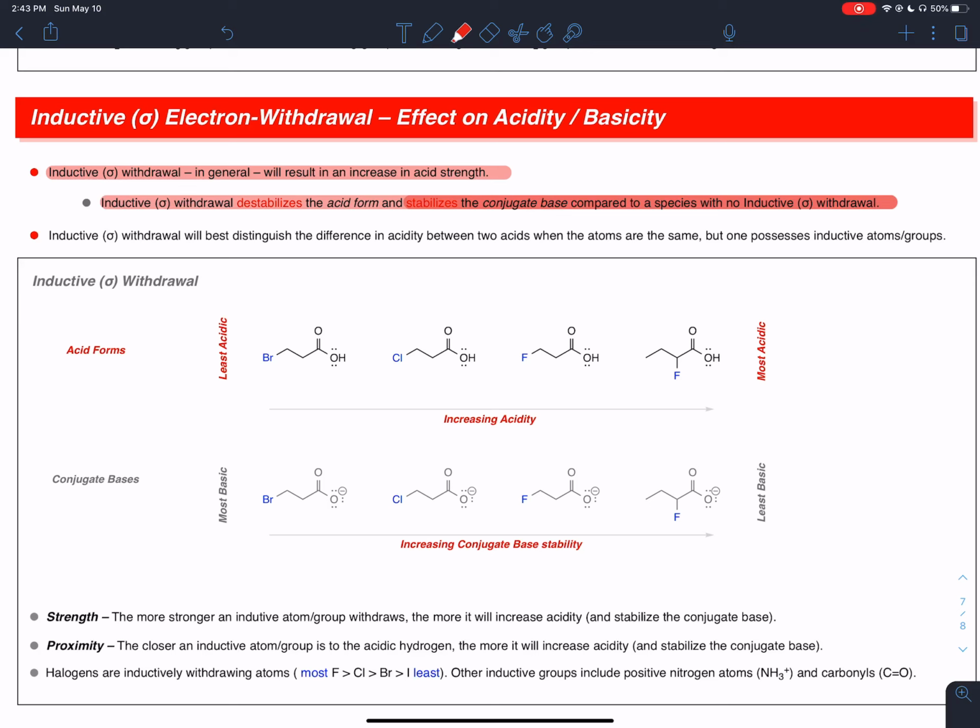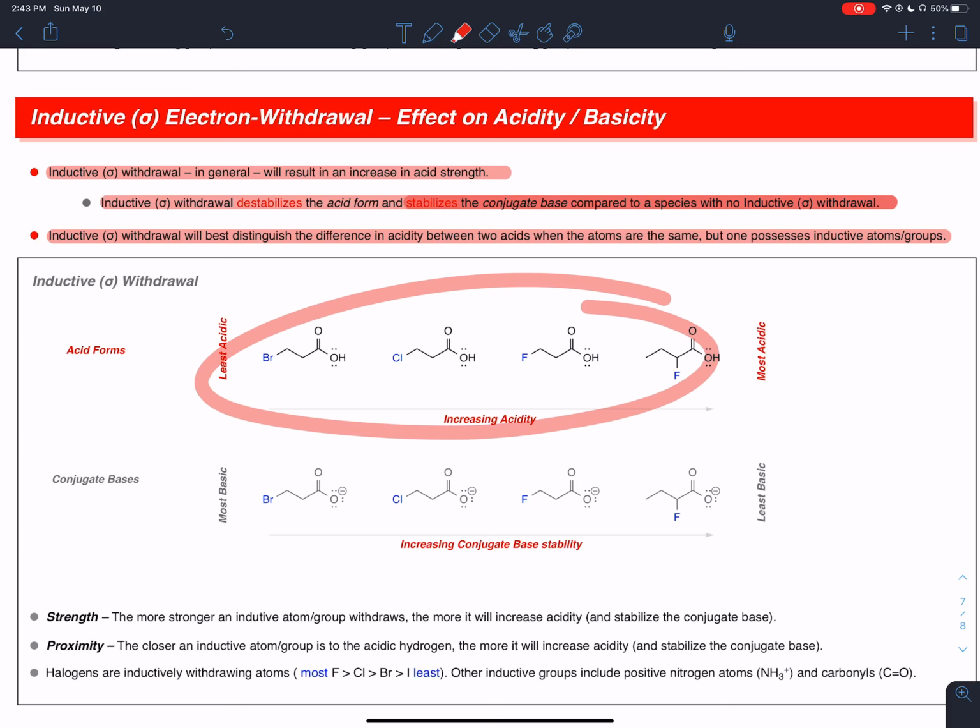All right. Now, induction, specifically inductive electron withdrawal, will best distinguish the difference in acidity between acids when the atoms bearing the acidic proton are the same, but there is a difference in terms of the substitution of these inductive atoms or groups. Okay. Let's look at a couple examples here.